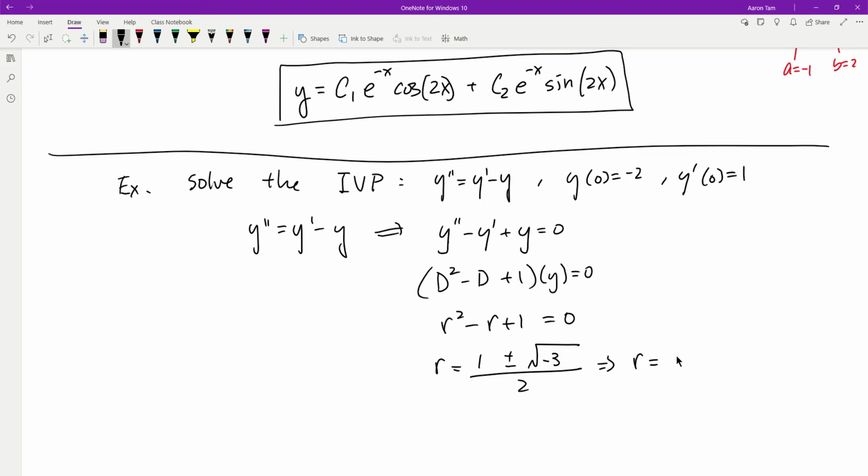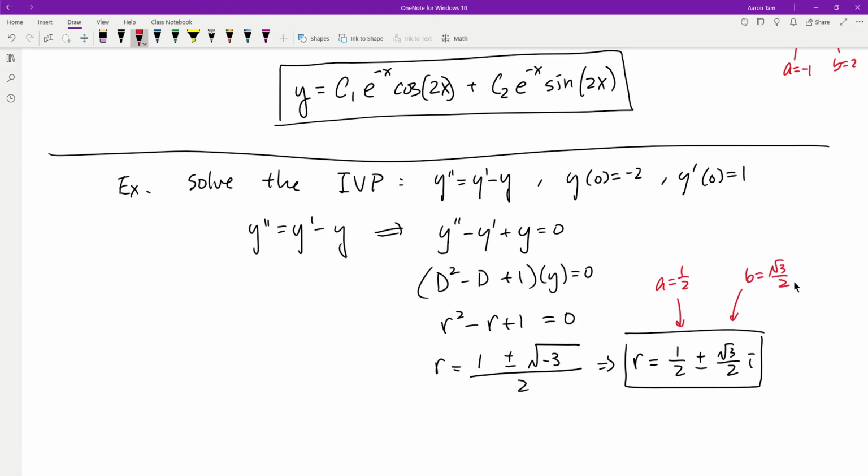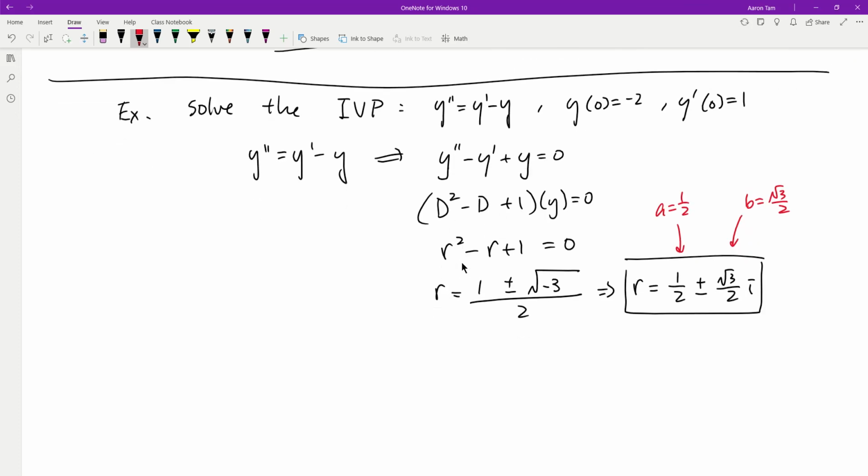So therefore, I'm going to write this as 1/2 plus or minus square root of 3 over 2 i. So that's my characteristic roots. And this would be my a, which is 1/2. And this would be my b, which is radical 3 over 2. So now I'm ready to write out my solution.